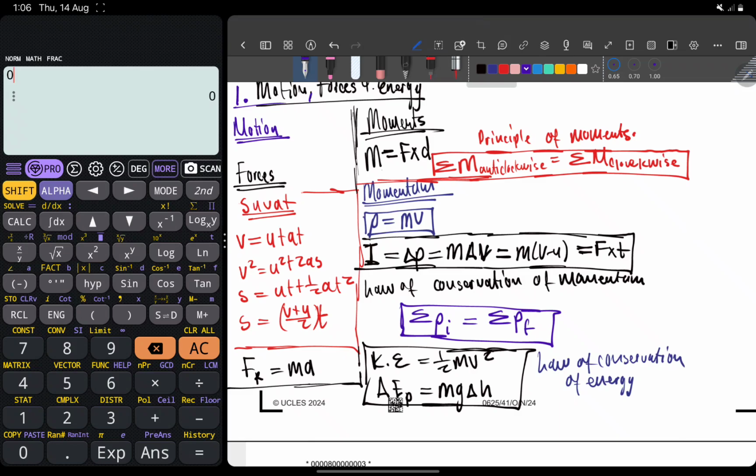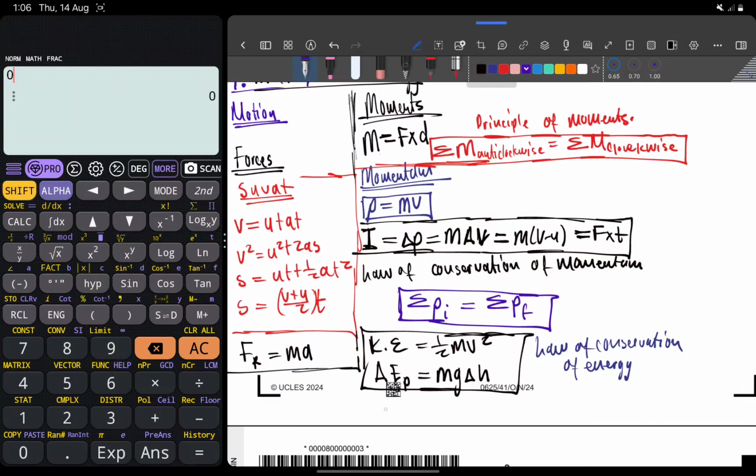Now what I want you to know is that we can have the kinetic energy changing to potential energy, and then we can have the potential energy, the GPE, changing to kinetic energy. They can interchange, okay? But sometimes you may have some wastages.